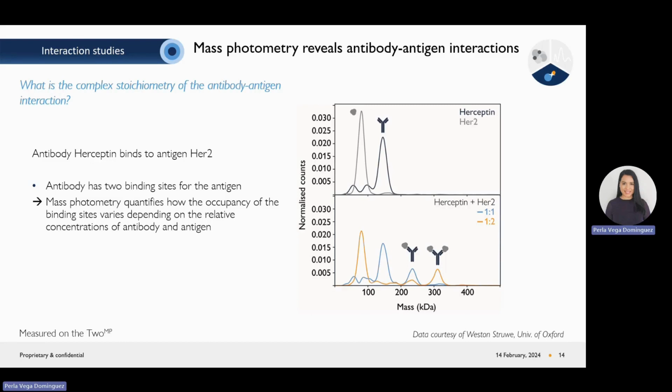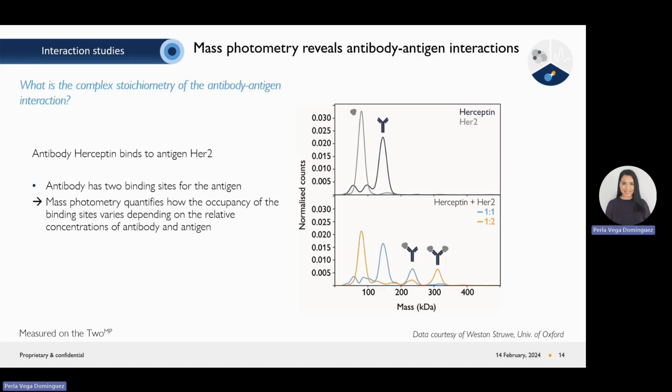In this case, Herceptin, which is an antibody, a monoclonal antibody that is used to treat cancer, breast and stomach, I think. This antibody binds to the HER2 receptor, which is its antigen. And what we can see here is that if the antibody Herceptin and the HER2 antigen are mixed at a 1-to-1 proportion, we obtain mainly the 1-to-1 interacting species.